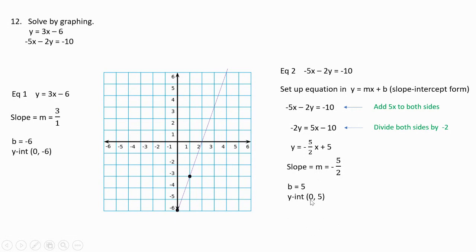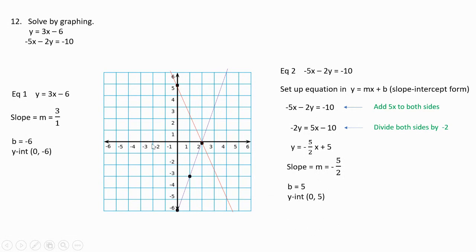Okay, so let's start at (0, 5). So it's going to go up here. (0, 5). Now I'm going to go down 5: 1, 2, 3, 4, 5, and 2 to the right: 1, 2. There's my point. I connect the 2 points, and there's my line.